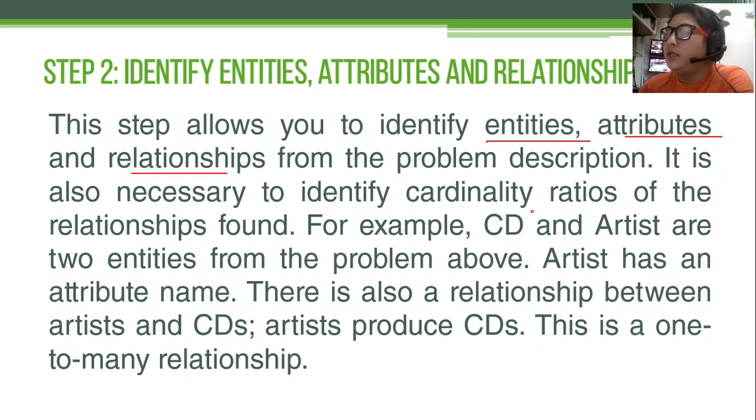It is necessary to identify cardinality ratios of the relationship found. For example, CD and artist are two entities from the problem above. Artist has an attribute name. There is also a relationship between artists and CDs. Artists produce CDs. So, yan ang relationship nila. That is one to many.